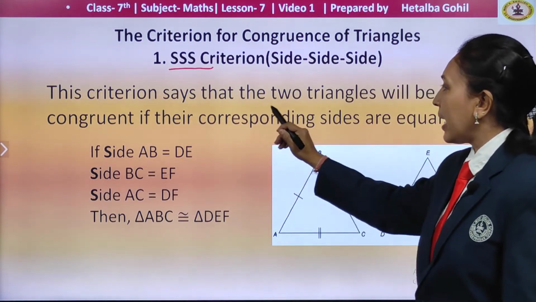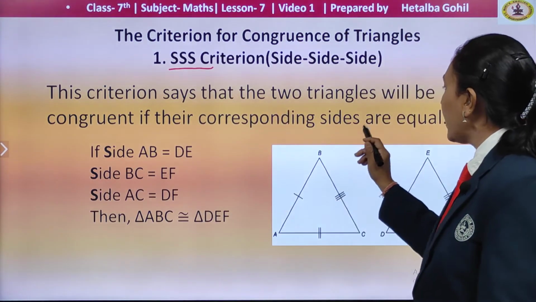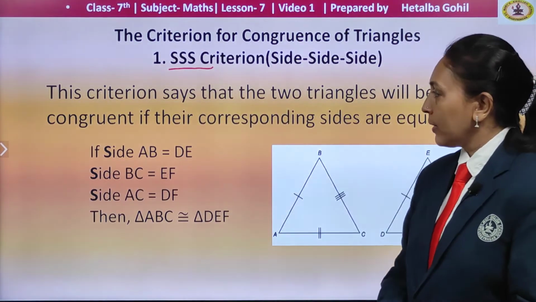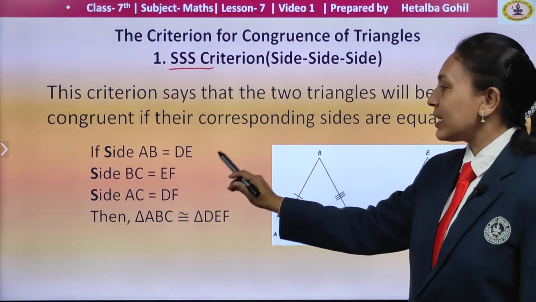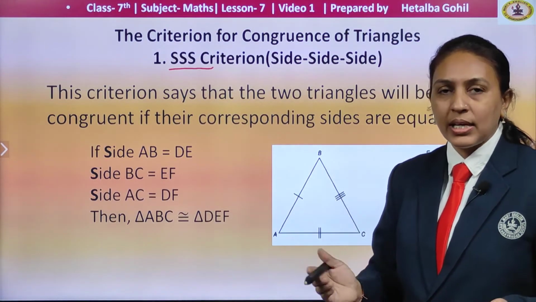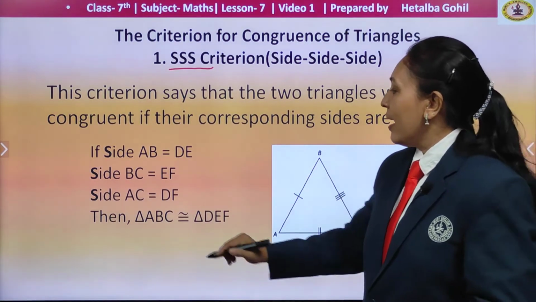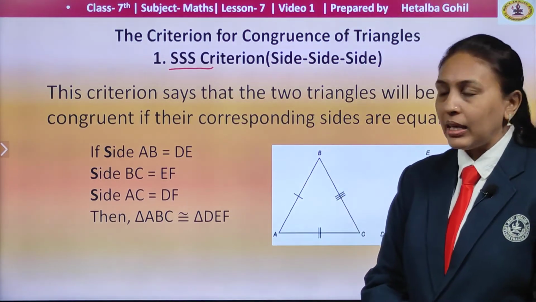This criteria says that two triangles will be congruent if their corresponding sides are equal. That means AB and DE, BC and EF, AC and DF are the three sides which are equal to one another. Hence, triangle ABC is congruent to triangle DEF over here.